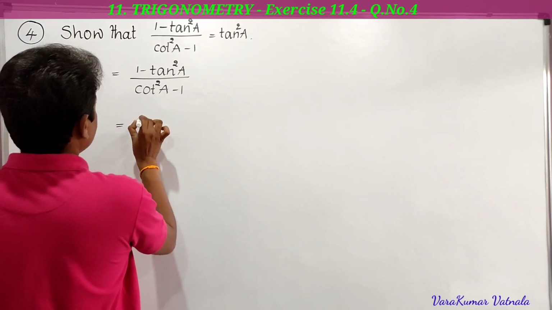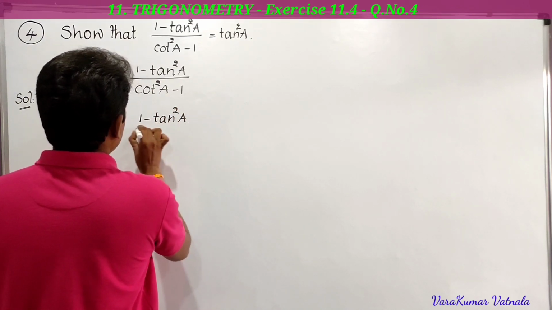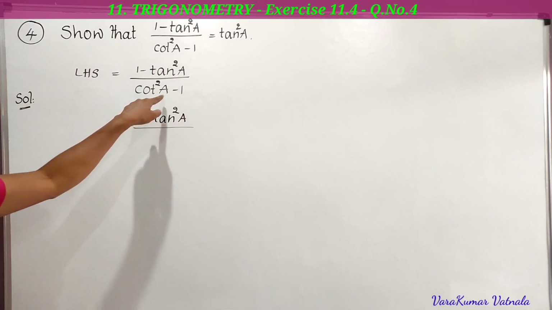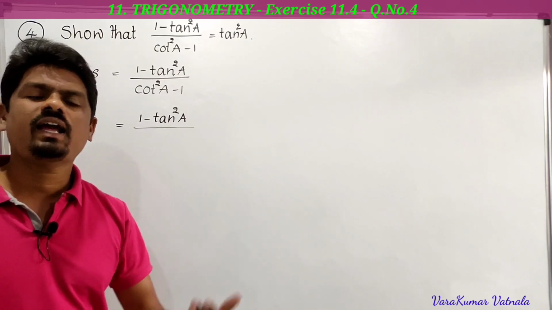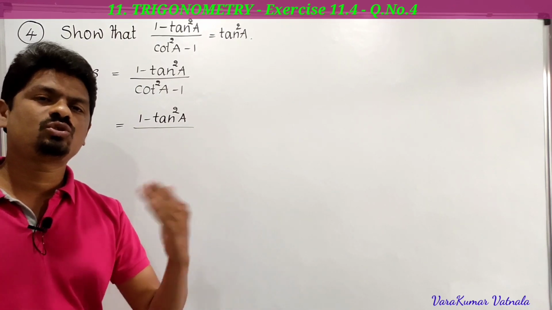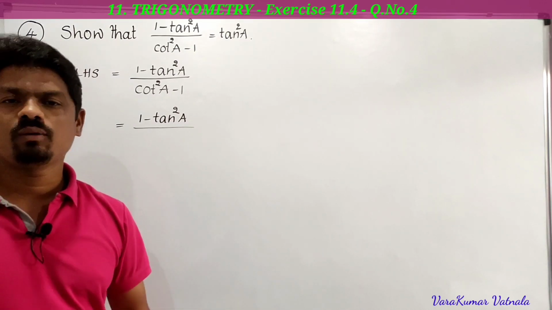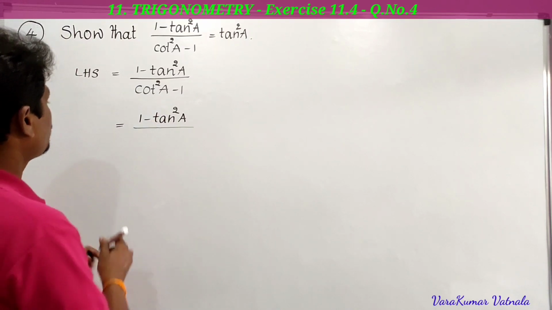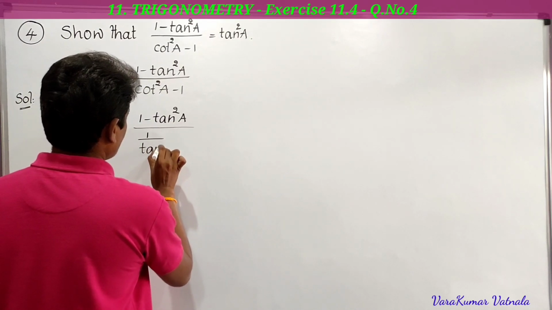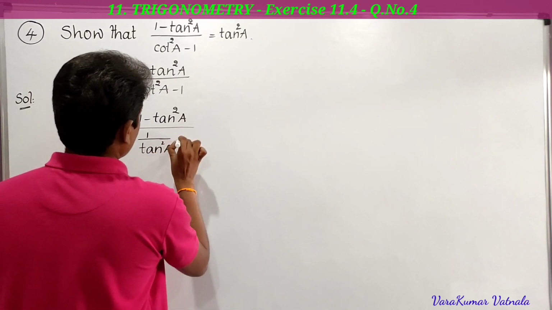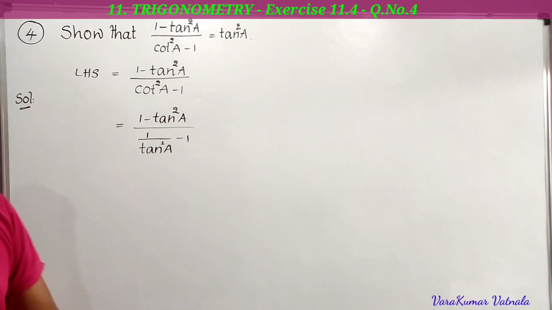Write 1 minus tan square a as usual, divided by, in the denominator, cot square a is there. We have cot a equal to 1 by tan a. Cot a and tan a are multiplicative inverses. So cot square a we can write as 1 by tan square a. Next write minus 1 as usual. I have written cot square a as 1 by tan square a.